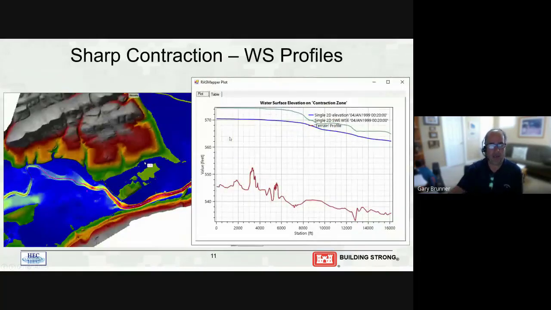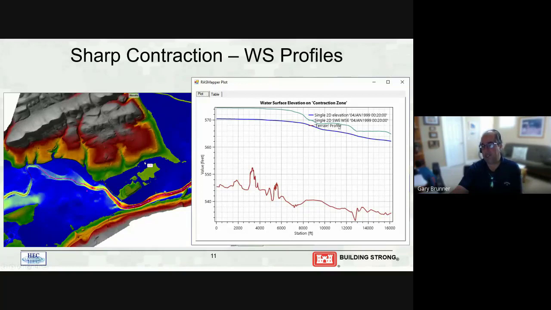And here, what I did is I put in a profile line in RAS Mapper down the center of the channel. And here I'm plotting the profile, and the dark blue is the diffusion wave equation, and the light blue is the full St. Venant equations. And what you can see here is there's about a 4-foot difference in water surface upstream of this contraction just by running the different equation set.